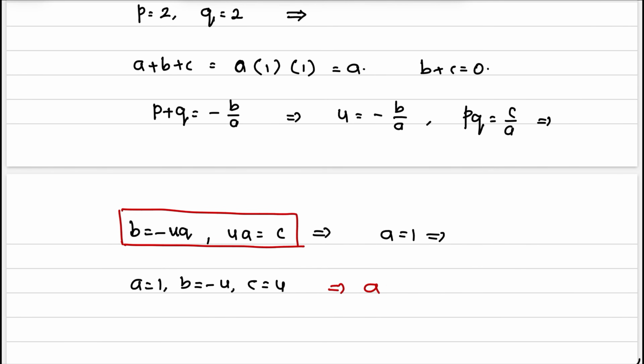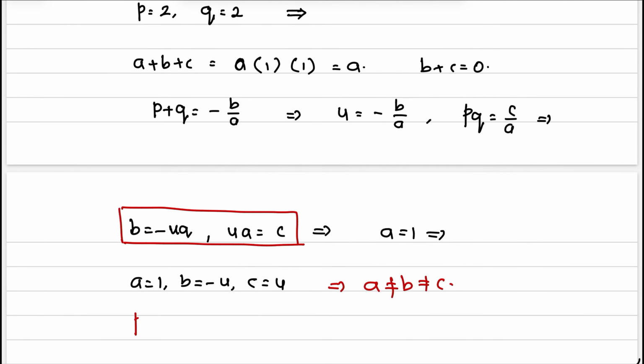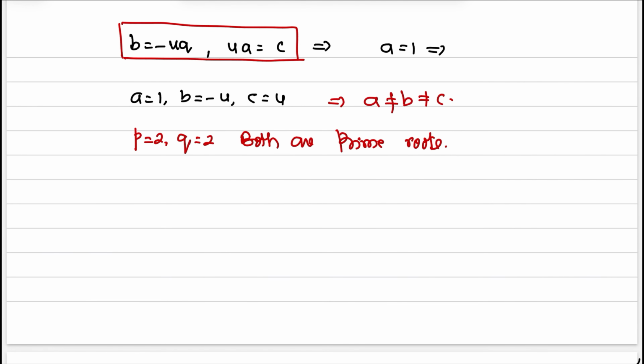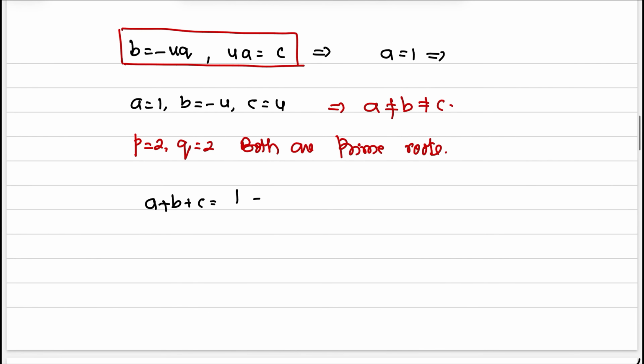Which implies A is not equal to B is not equal to C, that condition is fulfilled, and P is equal to 2, Q is equal to 2, both are prime roots. Then what is the A plus B plus C value? A plus B plus C is equal to 1 minus 4 plus 4, that is equal to 1. A plus B plus C is equal to 1.